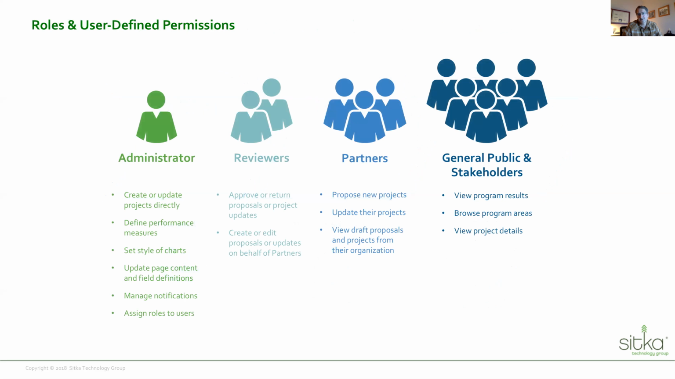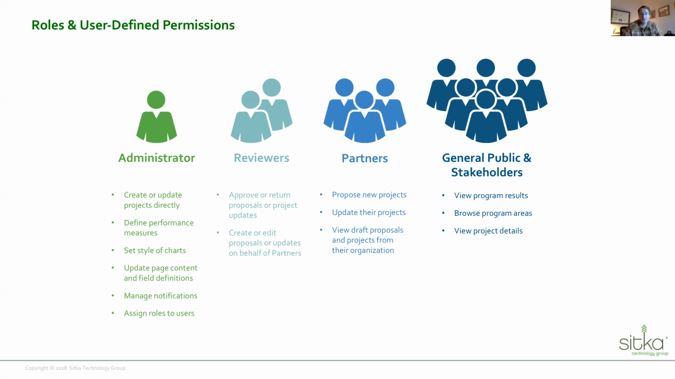So my last slide before getting into a demo is also a common question we get, which is what kind of roles and permissions are supported in the system. We try to keep it pretty simple. We've got an administrator who you can see can do most things in the system. Then we've got a reviewer role that's really in charge of quality and reviewing and approving or returning proposals or project updates. They also can edit or create project proposals or updates on behalf of their colleagues or their partners.